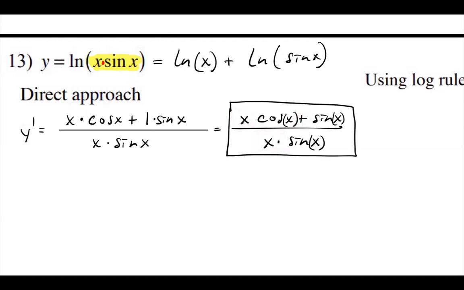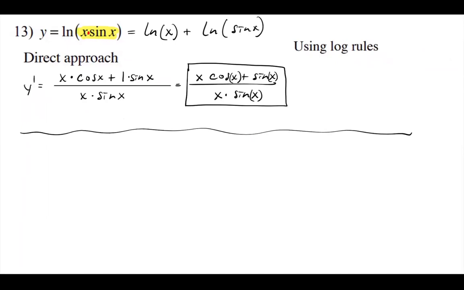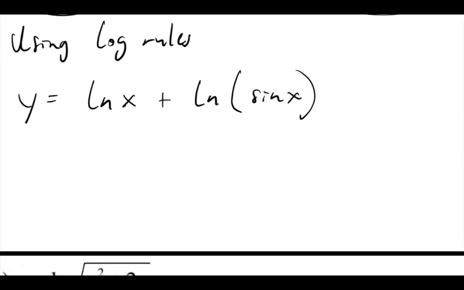Okay. All right, so let's do it using the log rules. Okay, so natural log of x plus the natural log of x over sine of x. Derivative: 1 over x plus cosine of x over sine of x. Done.